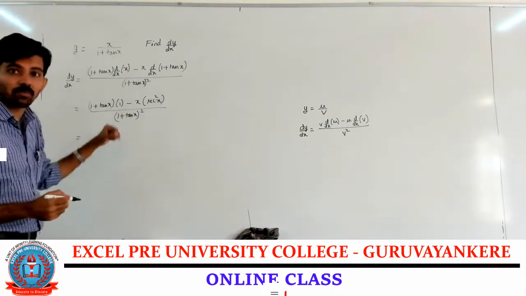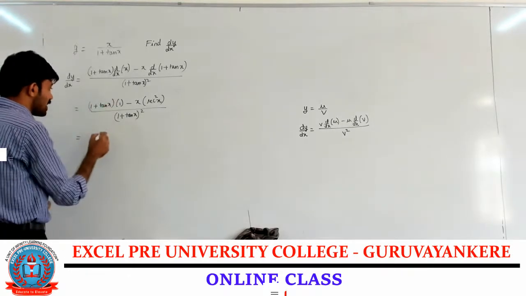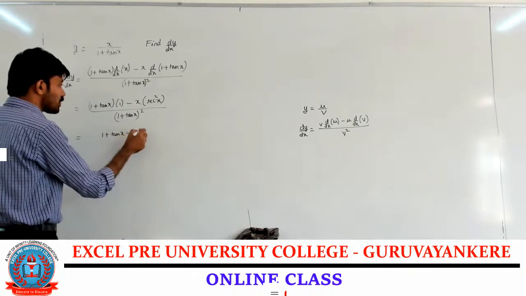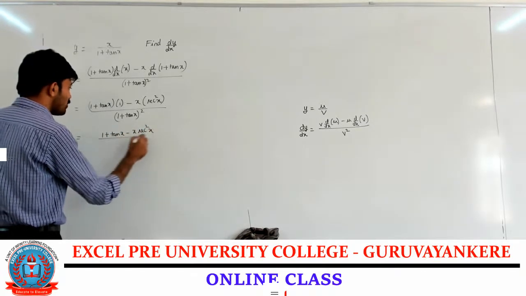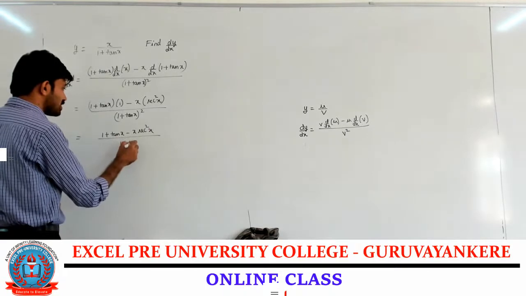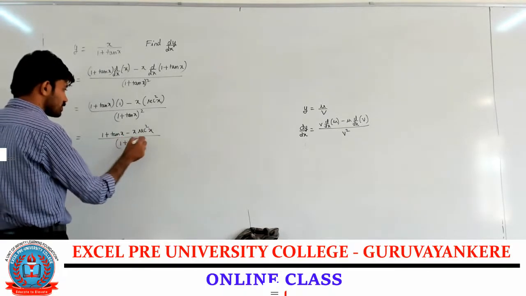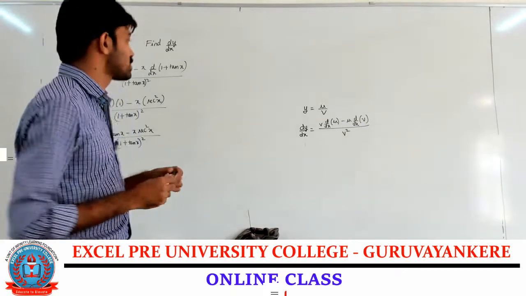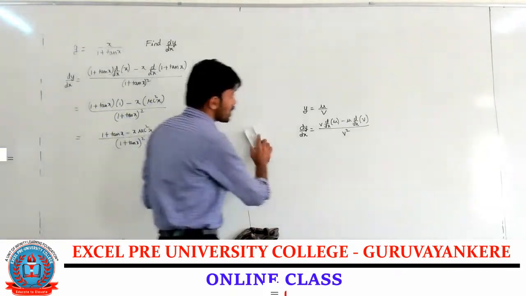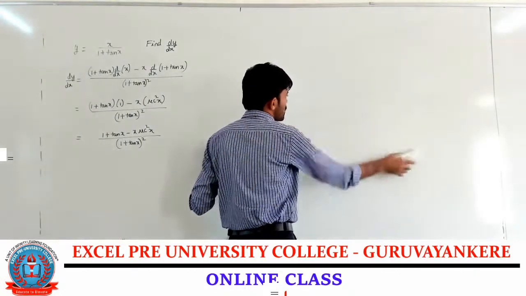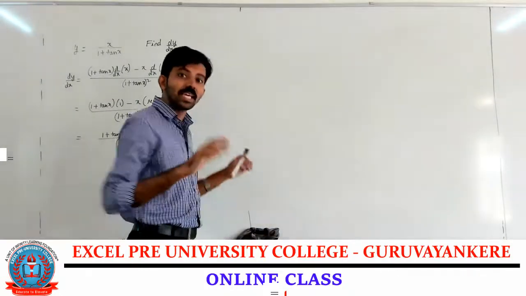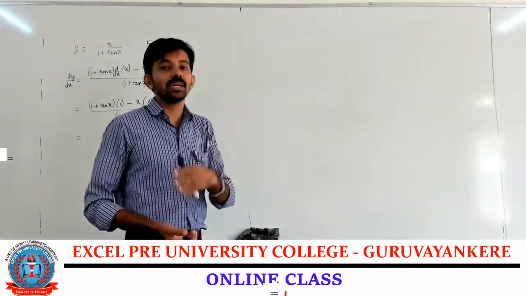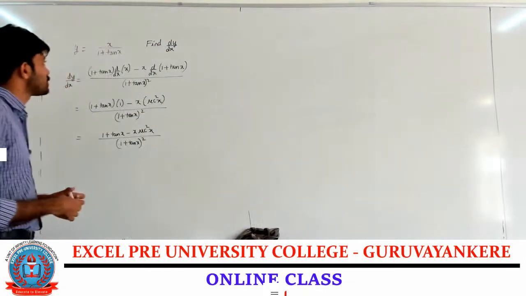Further simplify one more step, multiply this. 1 plus tan x into 1 is 1 plus tan x, minus x into secant square x, divided by 1 plus tan x the whole square. Write down along with me. Learn the rule. Y equal to u by v, then how to differentiate? Denominator square. In the numerator, write the denominator first, differentiate the numerator, minus numerator into differentiate the denominator.